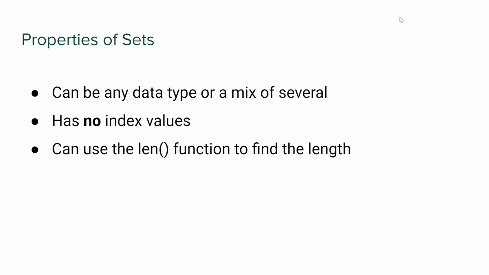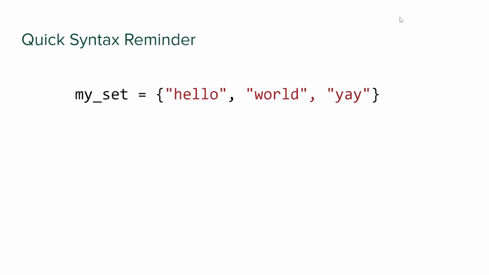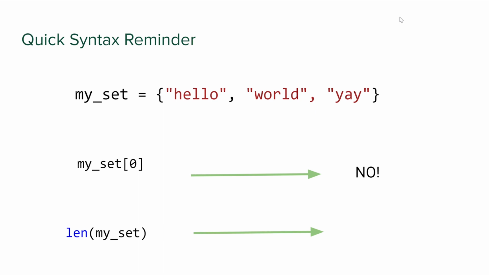It's not all gloom, because some people think that since sets don't have index values, it's hard to find a length for something. No, you can still use the len function. You can loop through the set using a for loop. Quick syntax reminder: use the curly brackets outside to define the set. You can't have an index value for a set. That's why if you put 0 in square brackets, it just won't work. It will give an error. Len of my set, however, works, because the length of my set is 3, since you have 3 elements.